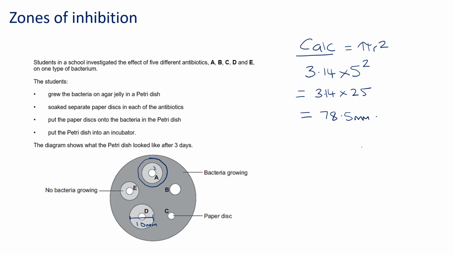Now, secondly, they could ask you to describe the results. And there are a couple of things that you can take from your results on your agar plate. First of all, they could ask you to compare the effectiveness of the antibiotics. And you can assess the effectiveness of the antibiotic by the size of the zone of inhibition. But equally, they could ask you in the sense of the resilience of the bacteria. And in this case, then, you would say that the bacteria was more resistant to antibiotics A, E and D.